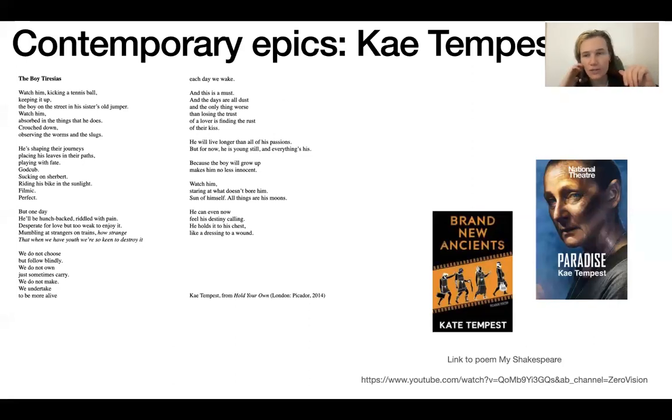So I will read Tempest's poem about Tiresias, which is very different. The boy Tiresias. Watch him kicking a tennis ball, keeping it up. The boy on the street in his sister's old jumper. Watch him, absorbed in the things that he does, crouch down, observing the worms and the slugs. He's shaping their journeys, placing his leaves in their paths, playing with fate, god cub, sucking on sherbet, riding his bike in the sunlight, filmic, perfect. But one day he'll be hunchbacked, riddled with pain, desperate for love, but too weak to enjoy it. Mumbling at strangers on trains, how strange that when we have youth, we're so keen to destroy it.